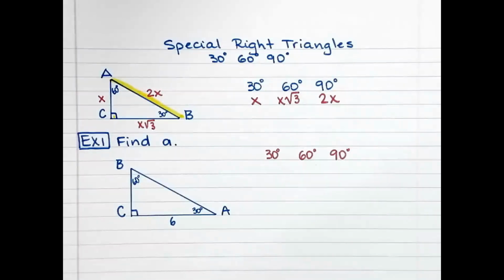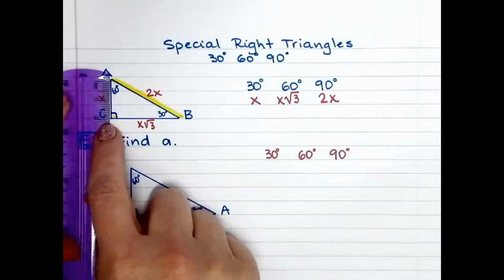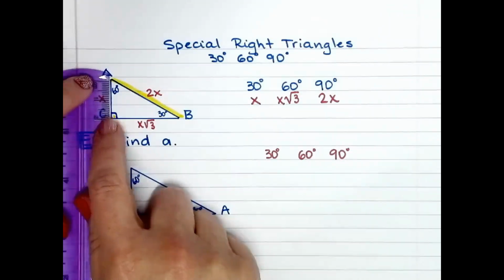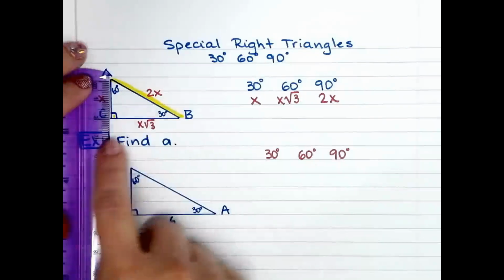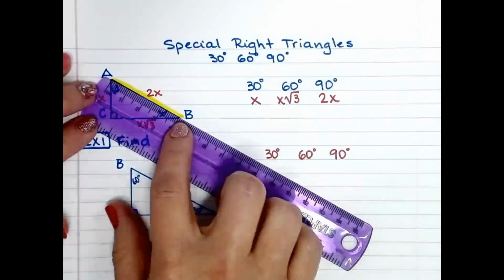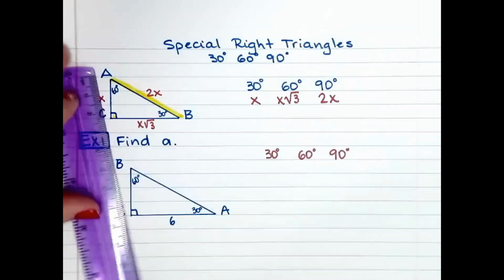So when you're trying to draw your triangle, whatever length you decide the short leg to be, in this case just 2 centimeters, you know the hypotenuse will be double that, so 4 centimeters right there. And that's how you're going to draw your 30, 60, 90 triangle.